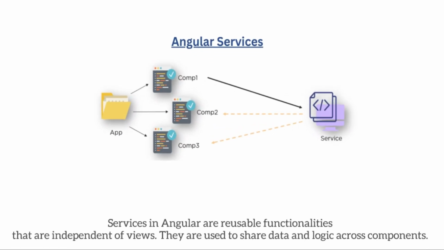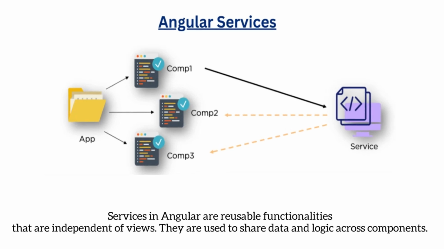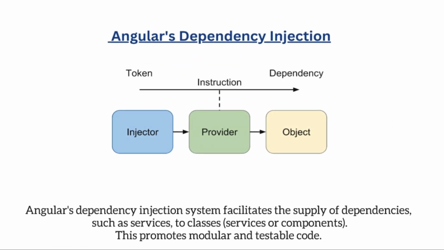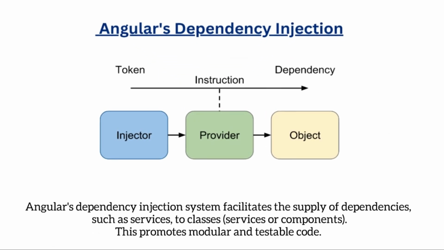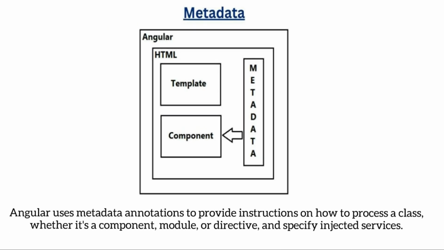Services in Angular are reusable functionalities that are independent of views. They are used to share data and logic across components. Angular's dependency injection system facilitates the supply of dependencies, such as services, to classes, services, or components. This promotes modular and testable code. Angular uses metadata annotations to provide instructions on how to process a class, whether it's a component, module, or directive, and specify injected services.